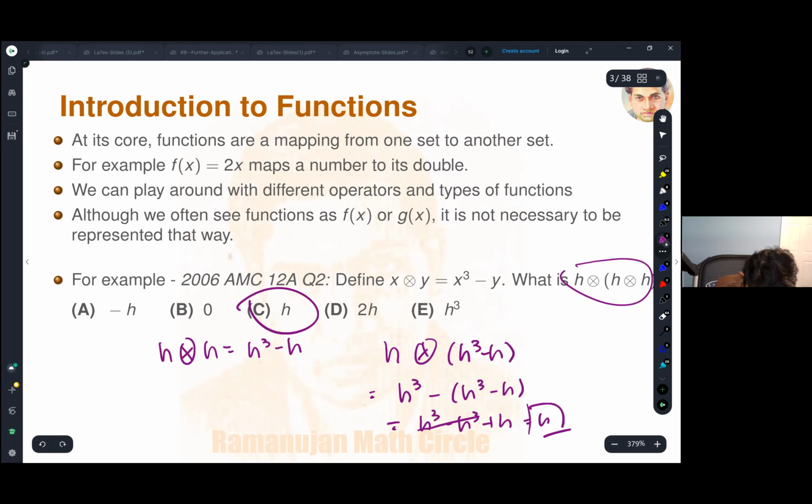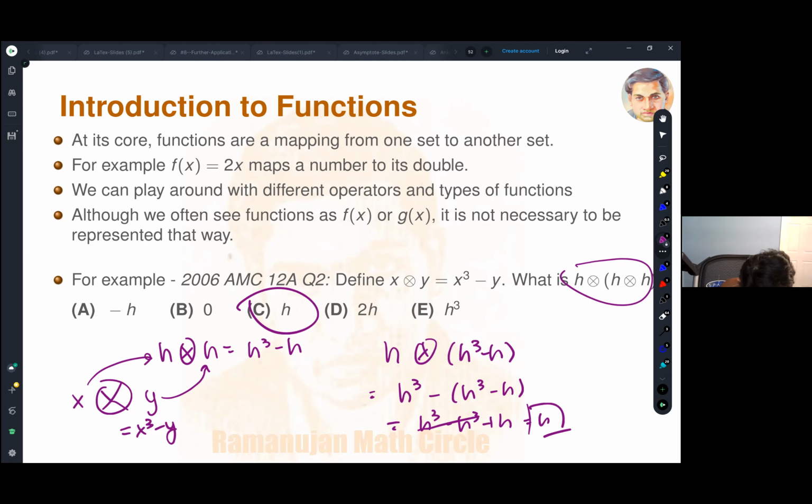The way I get this to work is that I look at x circle cross y is equal to x cubed minus y, and I just make a mapping. I say, okay, x in this case is h, and y in this case is h as well. So x cubed is h cubed right here, and then minus y, and y is also h, so minus h. And in the other case, x is equal to h and y is equal to h cubed minus h, so I get h cubed minus the quantity h cubed minus h. So that's basically how I work it out.